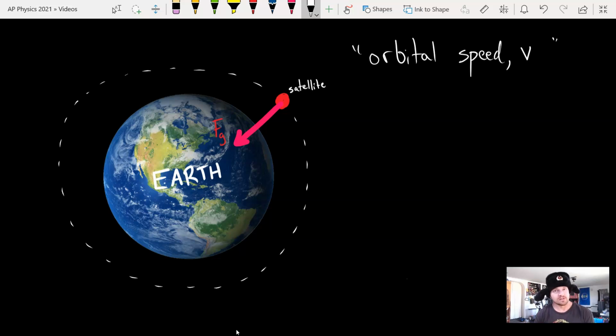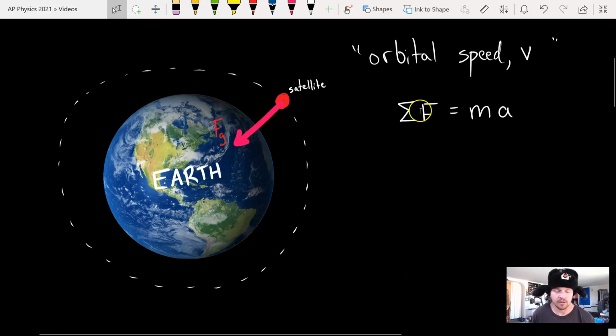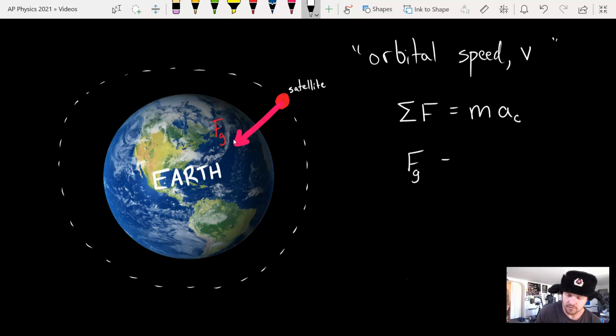I know the forces acting on this thing. So right away I'm like, okay, I'm going to set up Newton's second law because I know the forces. I'm wanting to know about the motion of this thing. So Newton's second law is usually our starting point for any type of question like that. I also want to remind myself this is circular motion, so I'm going to write a little c on the acceleration to remember that that's centripetal acceleration. Now, the only force acting on this satellite right here is the force of gravity. So the net force is being caused by the single force of gravity.